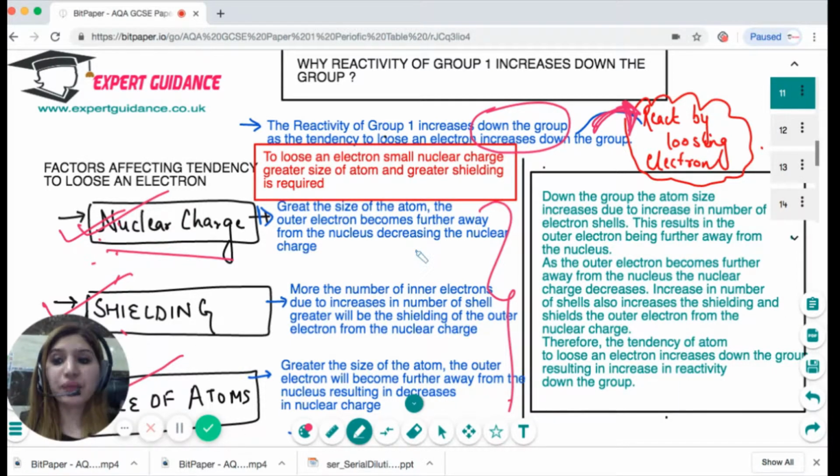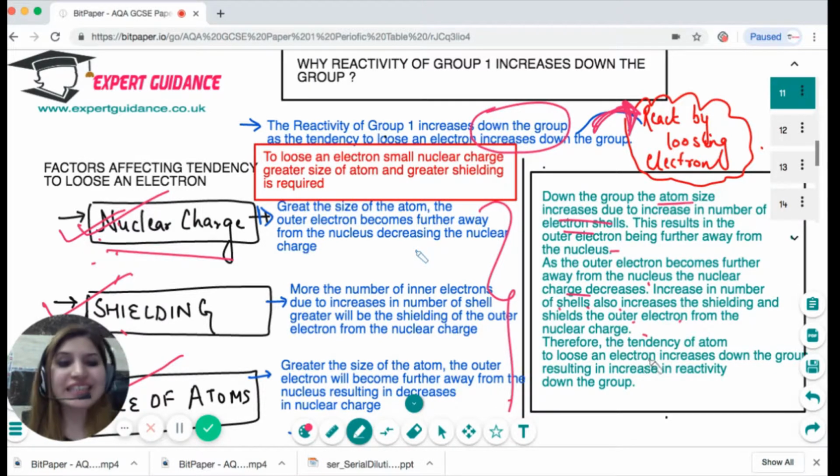Okay. Now remember, when you get this question, you need to talk about these scientific terms, the nuclear charge, shielding, and size of the atom. Okay, so I'll summarize. Down the group, the atom size increases due to increase in the number of electronic shells. This results in the outer electron being further away from the nucleus. As the outer electrons become further away from the nucleus, the nuclear charge decreases. Increase in number of shells also increases the shielding and shields the outer electrons from the nuclear charge.